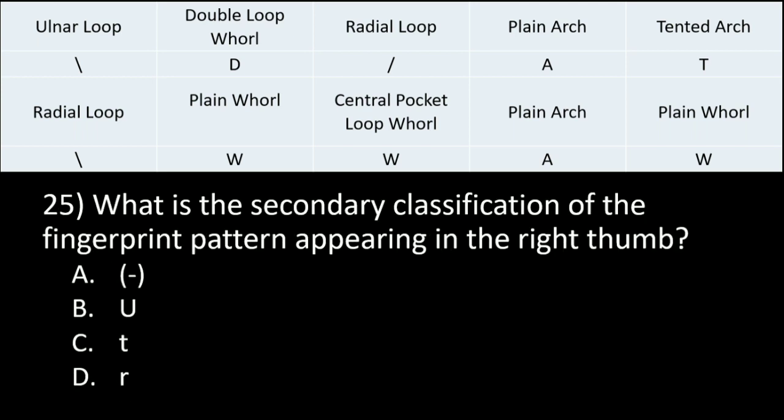25. What is the secondary classification of the fingerprint pattern appearing in the right thumb? Letter A, dash. Letter B, capital U. Letter C, small letter T. Or letter D, small letter R.